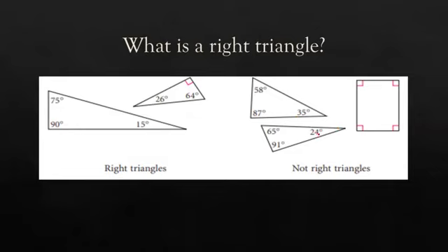Over here in the not right triangles, well, this one's not a triangle. This one has our measurements and none of them are 90. And this one, oh, 91, it's close, but it's not 90. So I think that a right triangle is a triangle with exactly one right angle. It can't have two right angles or it wouldn't be a triangle. If you don't believe me, try to draw a triangle with two right angles.